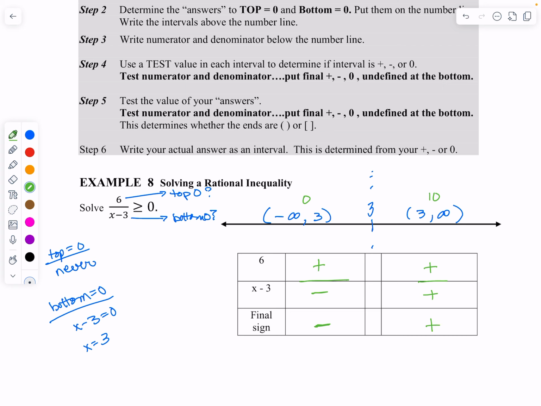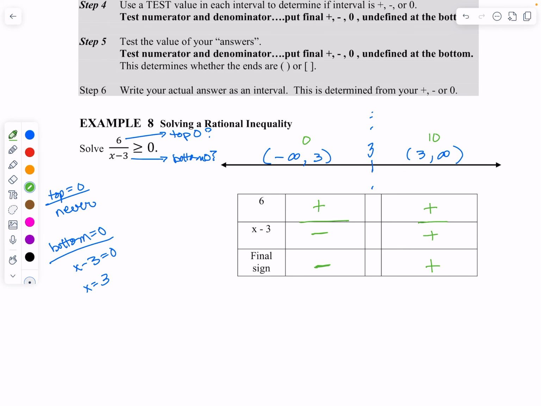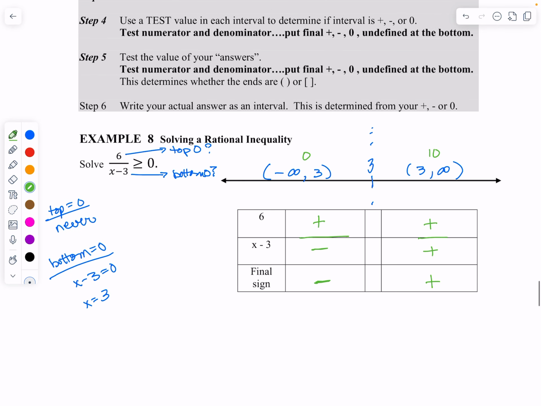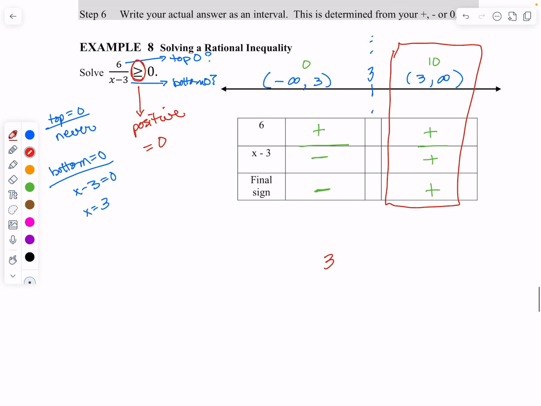All right, and then the last thing we've got to do is figure out what the, well, we'll come back to that. Let's look and see what my answer needs to be. Notice this says greater than or equal to 0. So greater than 0 means it's going to be positive, or equal to 0, so positive or 0. Do we have one that's positive? Yes, this sign right here. So I know that my answer is going to be 3 to infinity, and infinities always get a parentheses.